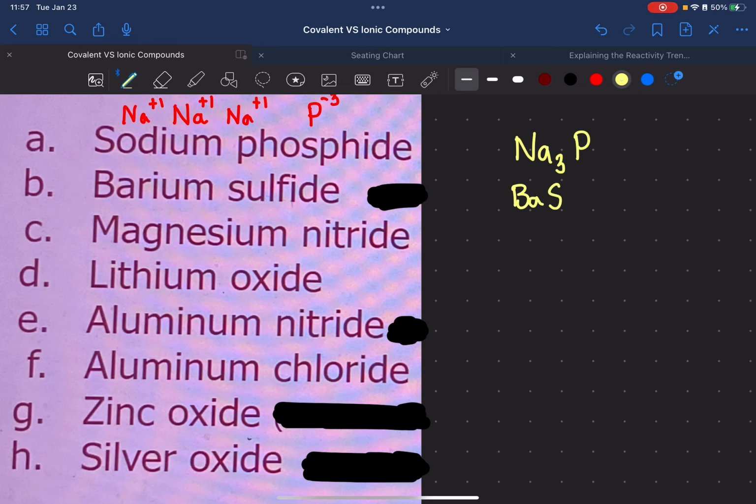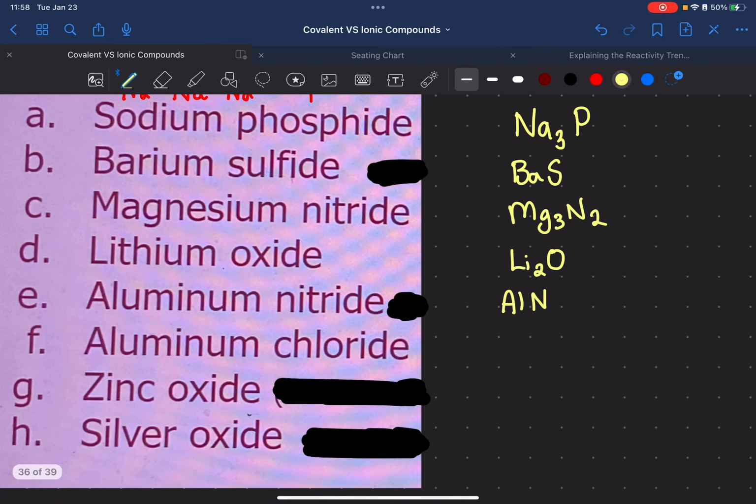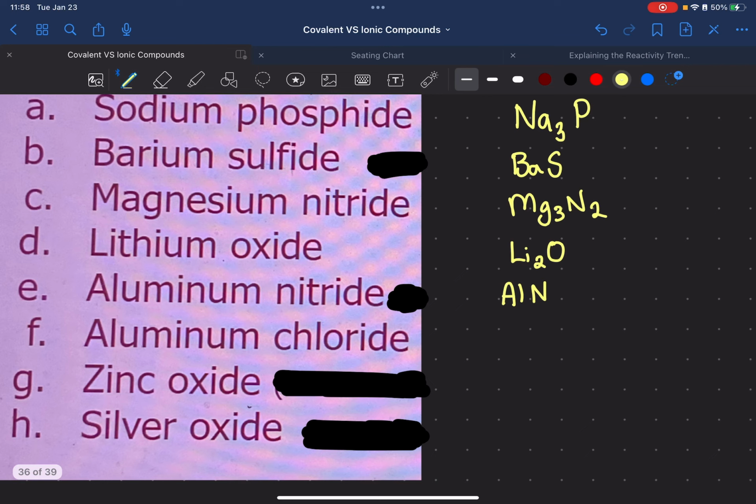And then here's the answers here. So this is BaS for barium sulfide. Magnesium nitride is Mg2N, oh, that's not right, Mg3N2, excuse me. Mg3N2. Lithium, we need 2 lithium ions to cancel out the -2 charge from our oxide. Aluminum and nitride have the same charge, just flip-flop signs. So aluminum's got a +3, nitride's got a -3, so we just need 1 of each there. And we need 3 chlorines to cancel out the +3 charge from our aluminum.